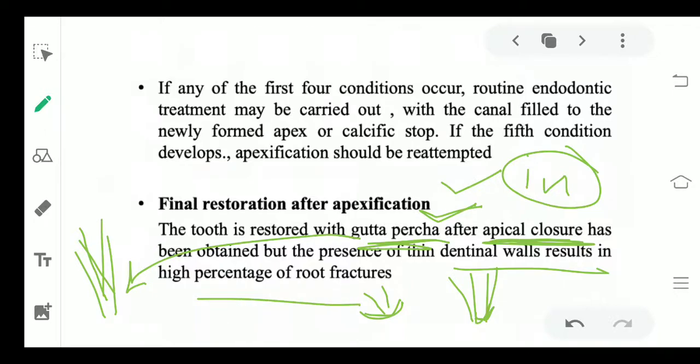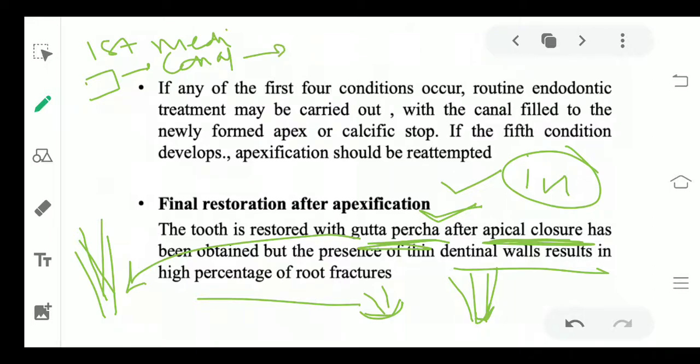So in short, what we have studied till now is that the first thing we did in the first appointment was we took a radiograph and then we cleaned the canal. Any infected pulp or dentine was removed. We cleaned the canal and we applied a medicament so that the apex closure procedure can start.